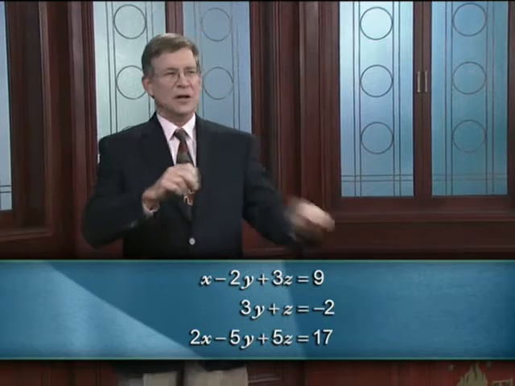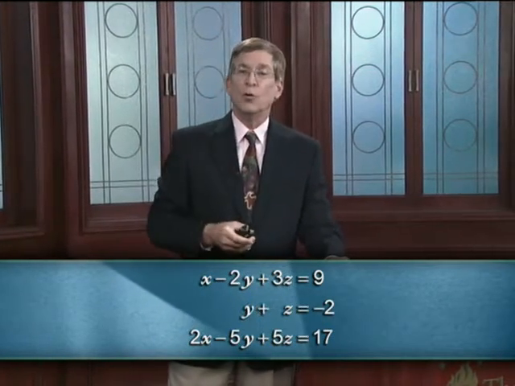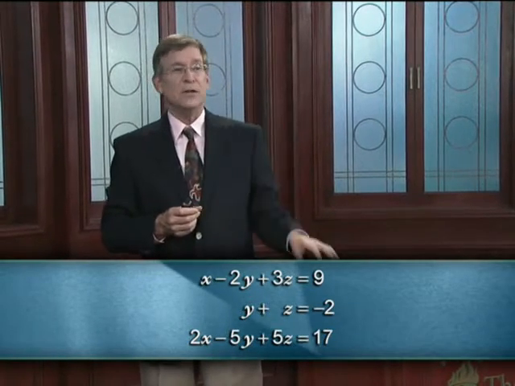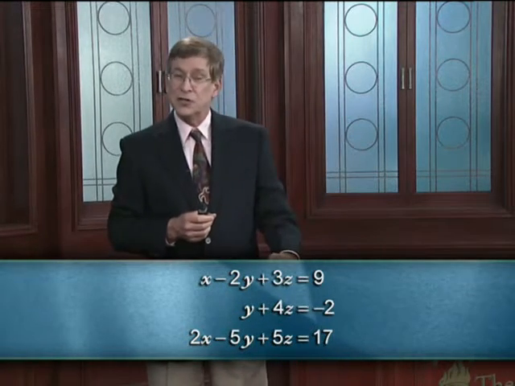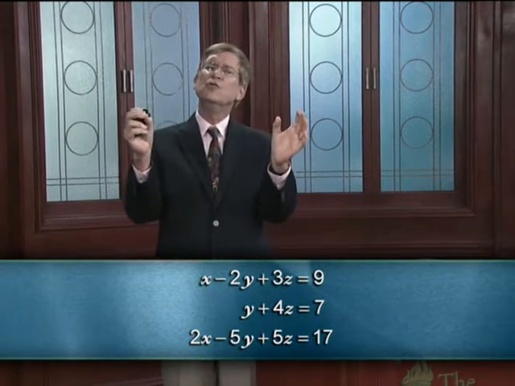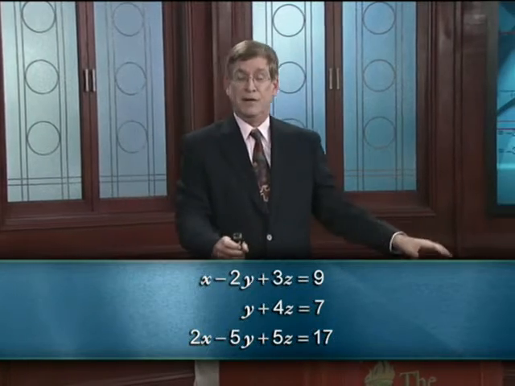So the x's are killed off. Minus 2y plus 3y leaves y. 3 minus 2 is 1. And then 3z plus z gives 4z. And then on the right-hand side, the constant terms, we have 9 minus 2 is 7. So I have a new second equation. There it is, and notice the x has been eliminated from it.